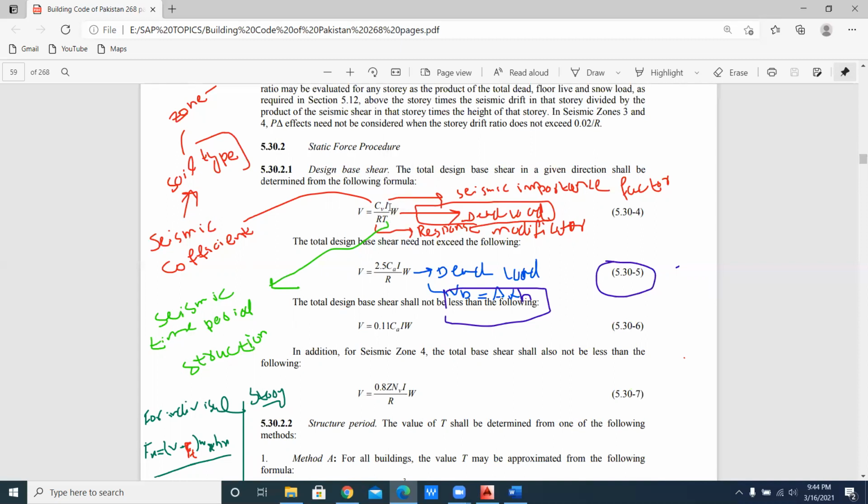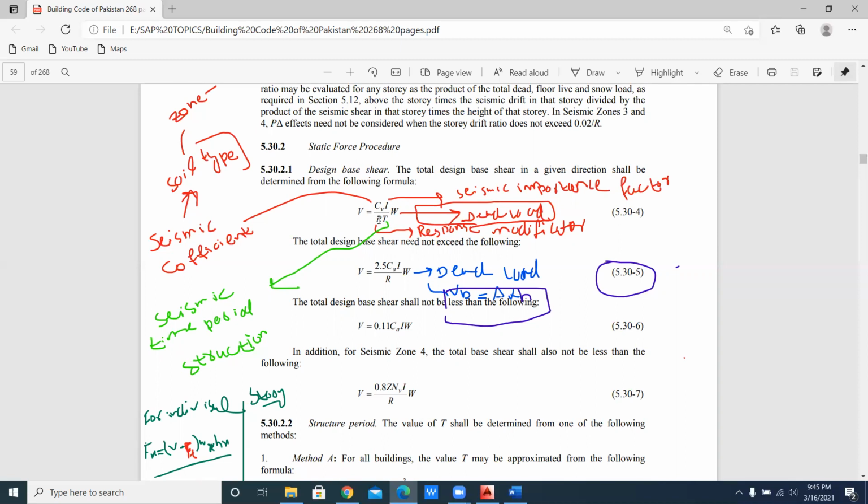I is basically your importance factor. You will give different values for different things. What is R? R is basically, you can say, a response modification factor. There are two types of building: one is SMRF and the other is OMRF.